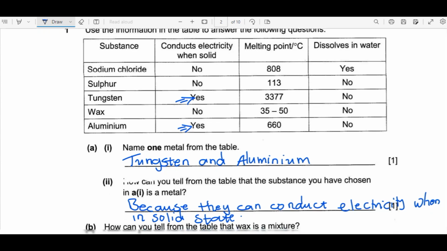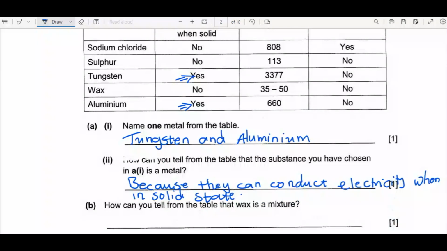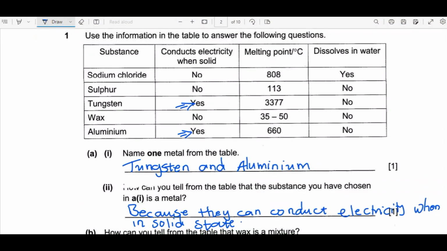Then we move on to question B. How can you tell from the table that wax is a mixture? A mixture is a combination of two or more substances that are not chemically combined. Now let's look at the first one, conducting electricity when in solid. We have no. Then dissolves in water, no. So we are going to use the melting point.